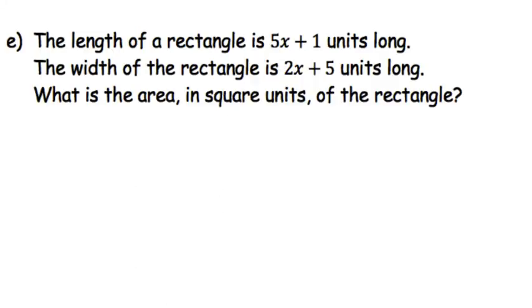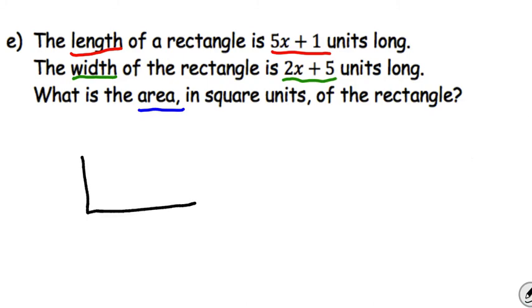All right, so let's do example E here. So now, we know that the length of a rectangle is 5x plus 1. We also know that the width of this same rectangle is 2x plus 5 units long. This is something I would recommend that you do if you struggle with word problems. Go through and underline the important information. What is the area? This is what we're asked for. What is the area in square units of the rectangle?